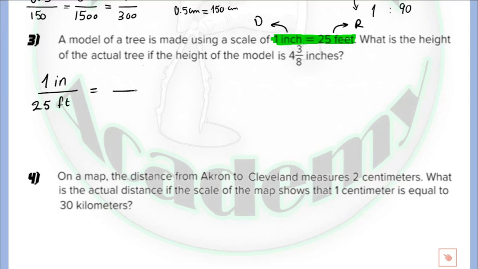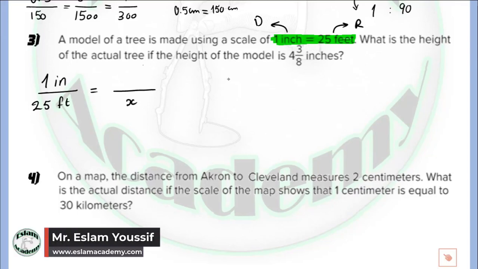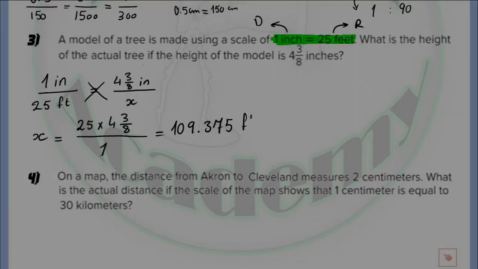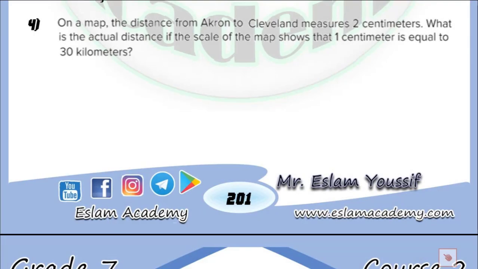Now we need to find the actual length. The actual length means x will be the missing value, and the length in the drawing, or the length of the model, is 4 and 3/8 inches, which will be up. Now we need to find x. To find x, we use cross multiplication. So it will be 25 multiplied by 4 and 3/8 divided by 1. By multiplying, you will find that the answer will be 109.375 feet.